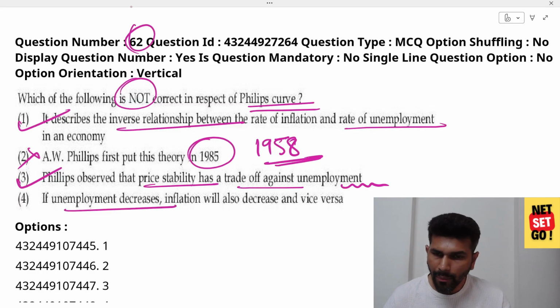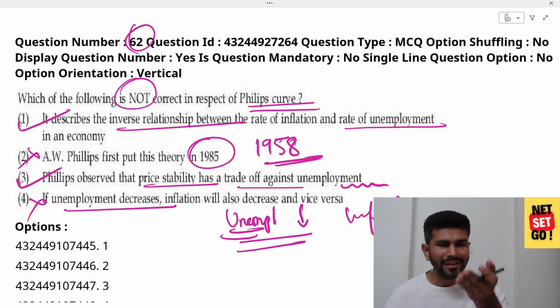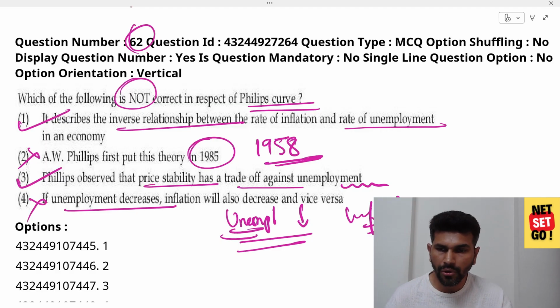And last, if unemployment decreases, inflation will also decrease and vice versa. No, 4 is also incorrect because when unemployment decreases, inflation increases. See, unemployment is a negative point. If it decreases, it means it is a positive point. So if unemployment decreases, it means employment increases. So employment increases and inflation also increases. So 2 and 4 both are incorrect. There may be some typing mistake. So option 4 is most appropriate answer.